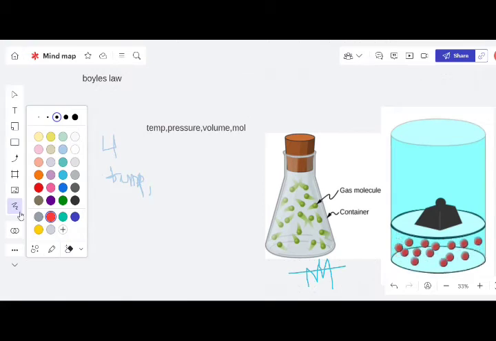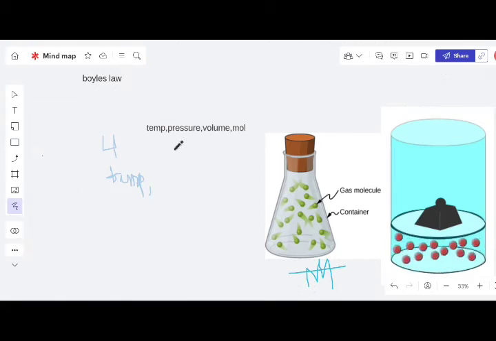Moving ahead, I would like to tell you that in Boyle's law, volume is inversely proportional to pressure. Boyle's law states that if the volume increases, the pressure decreases. We can see that here practically as well.